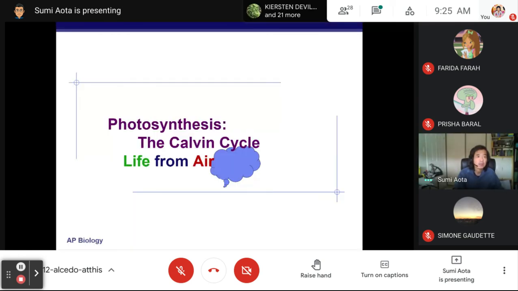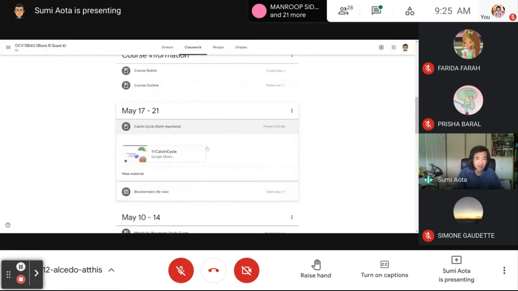Okay, so the Calvin cycle is here now. It's posted. I will put the videos for all of photosynthesis in here after we're done the Calvin cycle.